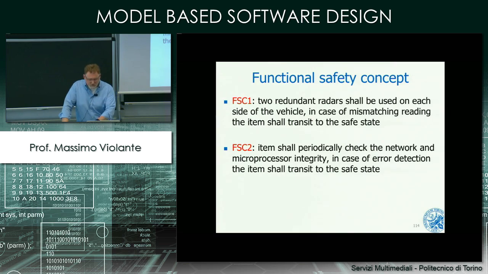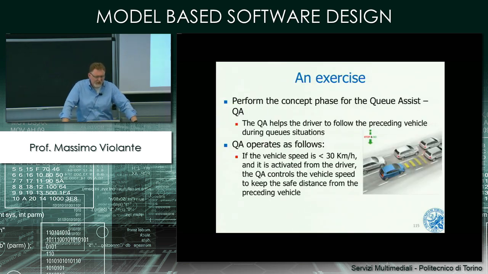Well, I give you an exercise. This is something that we can do together next time. Let's think about the Q assist. The Q assist is a system that you can enable when you are driving in a queue, so that the car is automatically able to keep the safe distance from the vehicle that you have in front of you. So you don't have to touch the accelerator pedal. The car does everything on its own. You just have to keep control of the steering wheel. This is an example of semi-automatic driving.